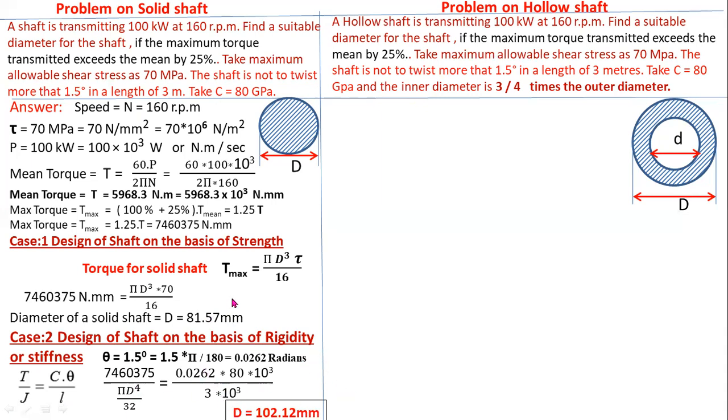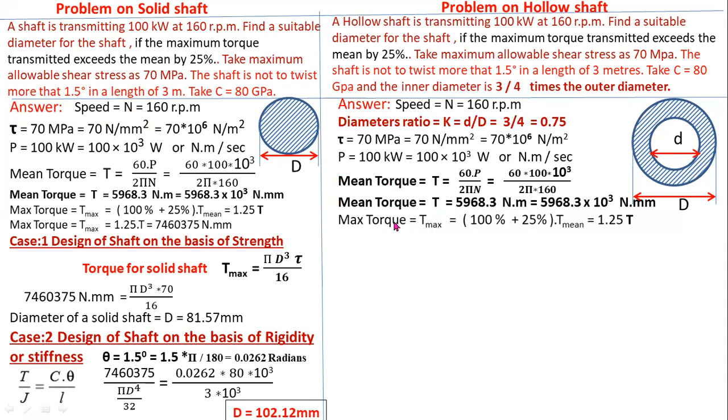Taking the larger of the two values, the larger value is 102.12 mm. So the required suggested diameter of the shaft is 102.12 mm. This is the final required diameter of this solid shaft. Now this is the question for the hollow shaft. The question is the same for solid and hollow shaft, but for a hollow shaft you have to consider a diameter ratio. Up to maximum torque, the given values are the same.